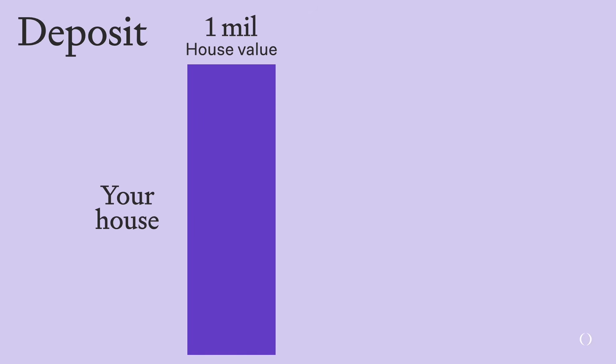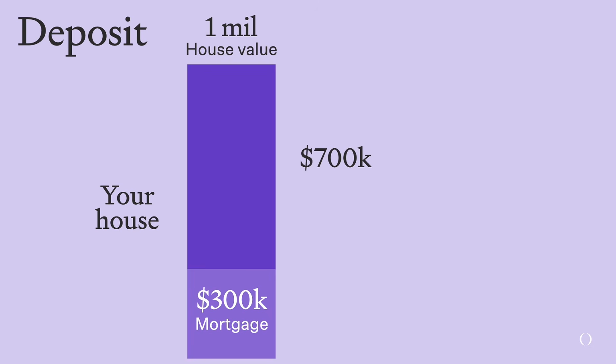Imagine you've got a house worth $1 million and the mortgage you've paid it down to $300K now. Well, the difference between the $1 million value of your home and the $300K mortgage, that is your equity. And in this case, you'd have $700,000 worth of equity within that property. Now, you can use some of that equity as the deposit to buy an investment property.